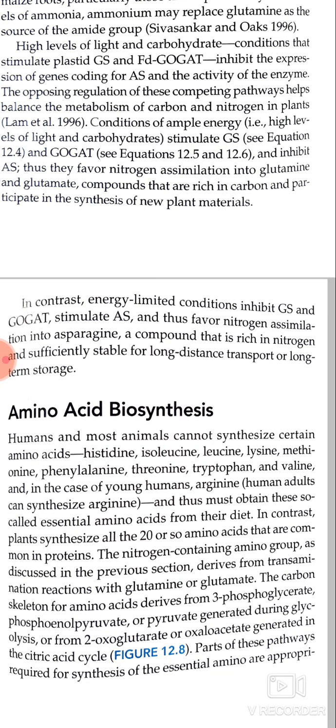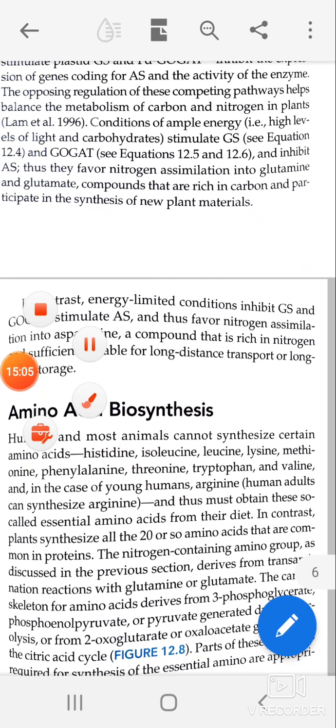In contrast, energy limited conditions inhibit GS and GOGAT and stimulate asparagine synthetase, and thus favor nitrogen assimilation into asparagine, a compound that is rich in nitrogen and sufficiently stable for long distance transport or long term storage in plants.